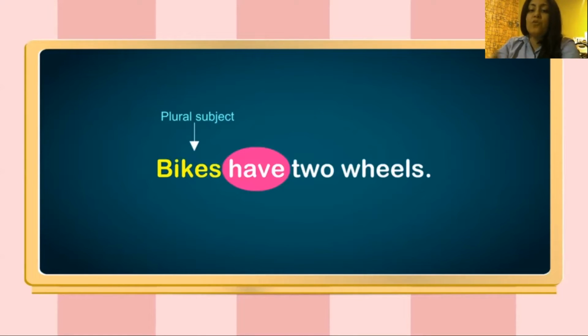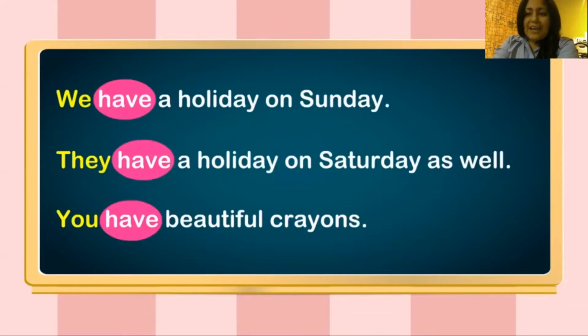Bikes have two wheels. Plural subject, bikes. Okay, there are three more examples with have. We have a holiday on Sunday. They have a holiday on Saturday as well. You have beautiful crayons.